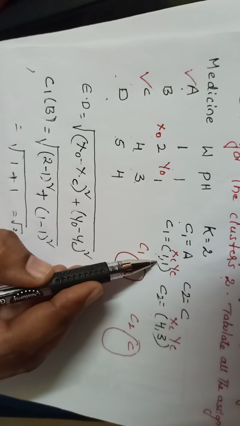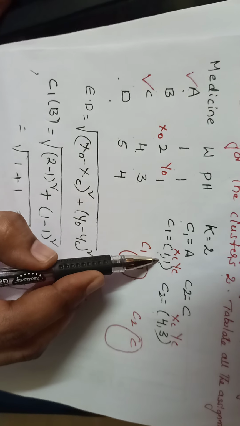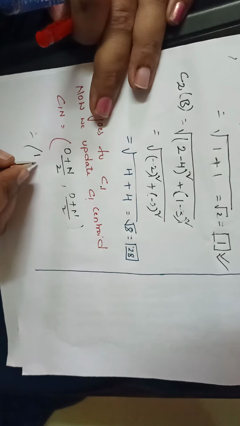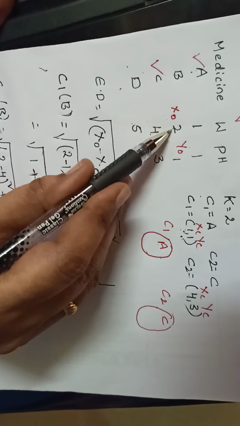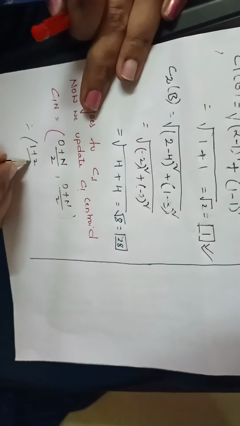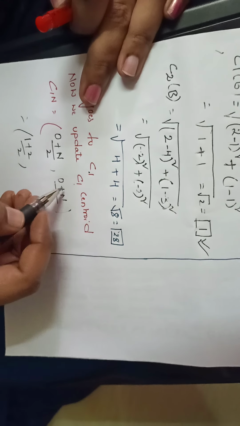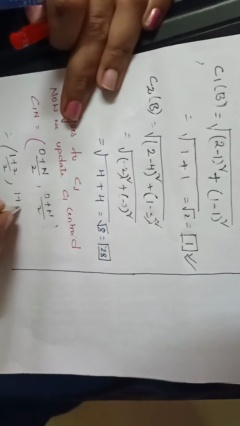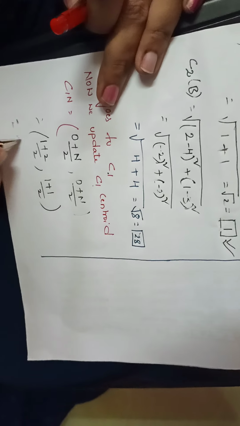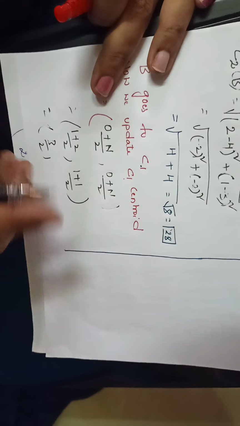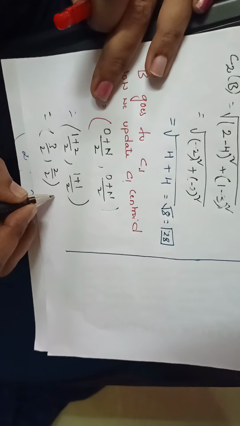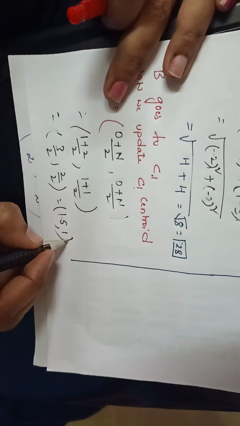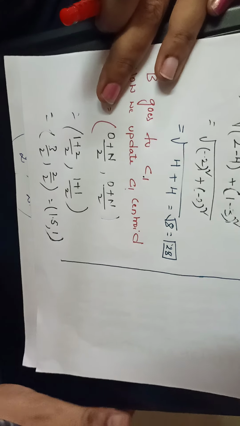1 is the old central value. Now the new central value is 2 and 1. Okay, old means 1 plus new means 2. Yes, 1 plus 2 by 2 comma, again the old value is 1 plus 1 by 2. Now 3 by 2 comma 2 by 2. So I got the new values 1.5 comma 1. This is the new centered value.